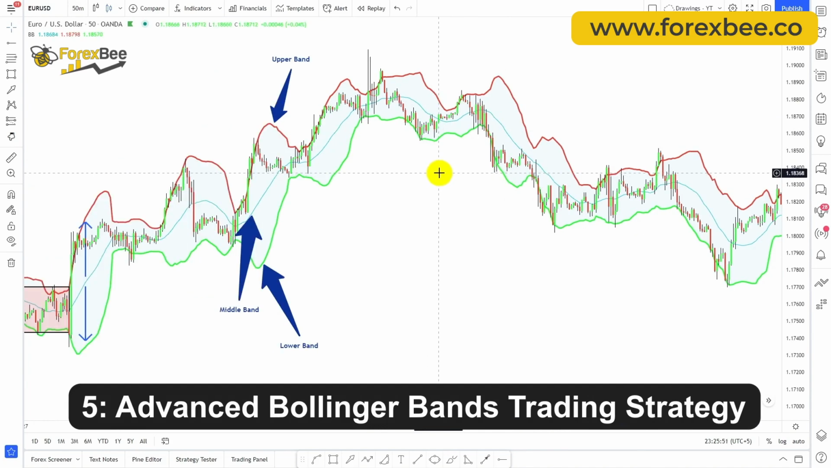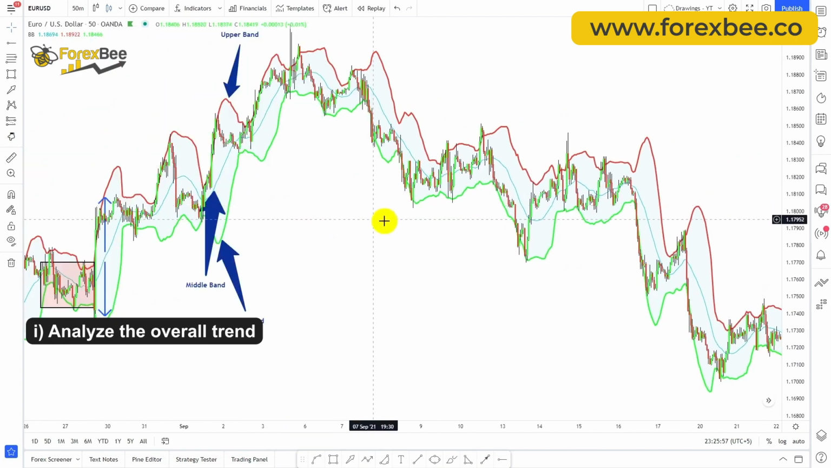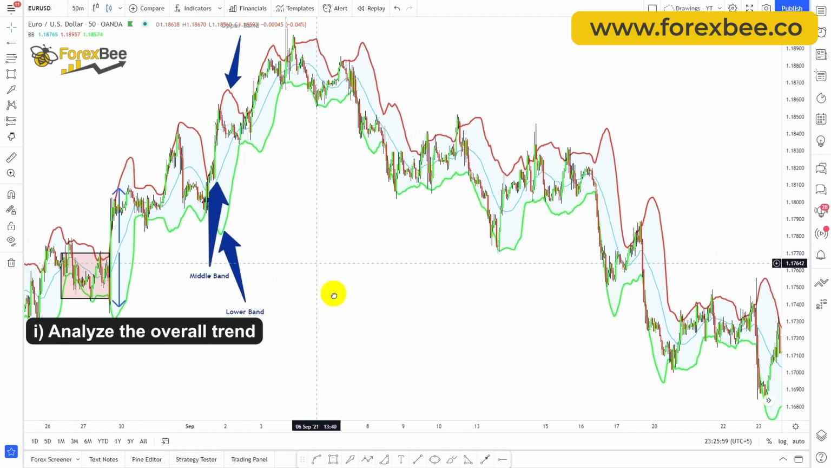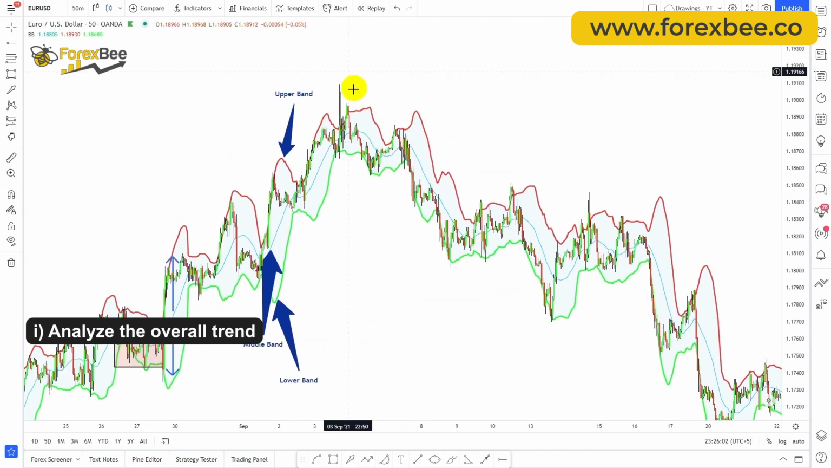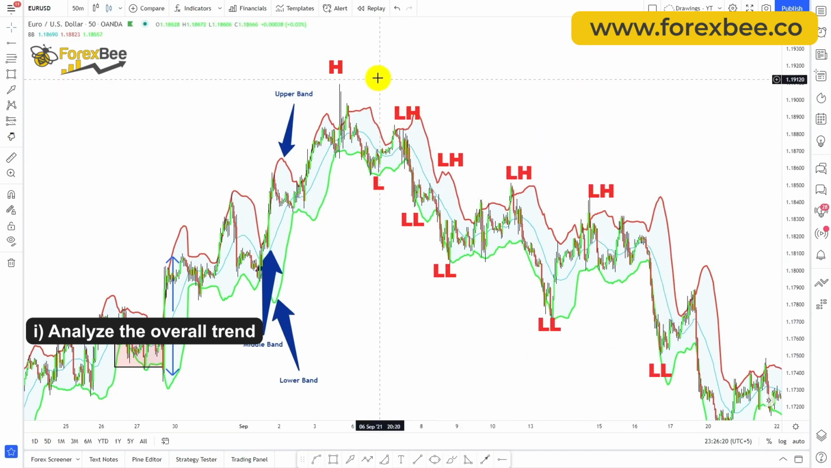The first rule is that we need to look at the overall trend in the market. In order to do that, we need to zoom out, and here we can see that there's a formation of this higher high, and this is our low. After the formation of this high and this low, there's continuous formation of lower lows and lower highs. So what this means is currently the bearish trend is prevailing in the market. This is the first step of using the Bollinger Bands price action trading strategy in Forex.